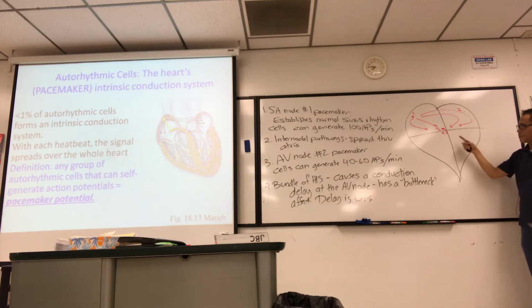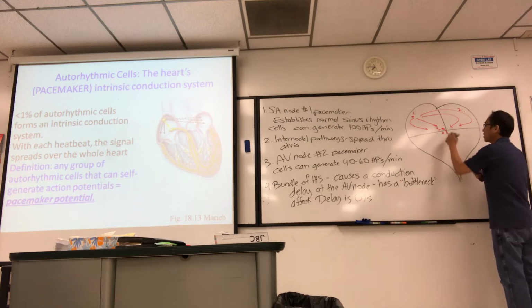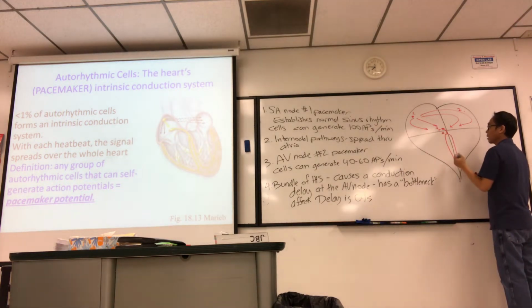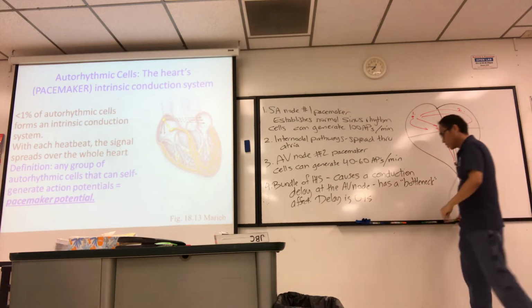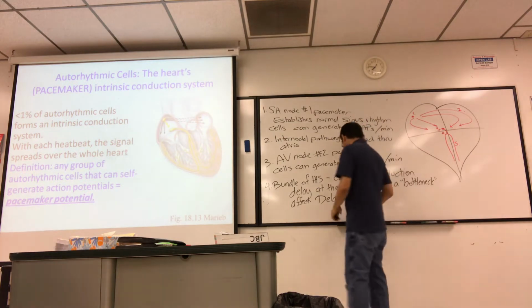Now, what's going to happen is this single bundle of His will divide into two bundle branches, a left and a right. Okay, so I'll call it number 5. Left and right bundle branches. They're branching off the bundle of His.